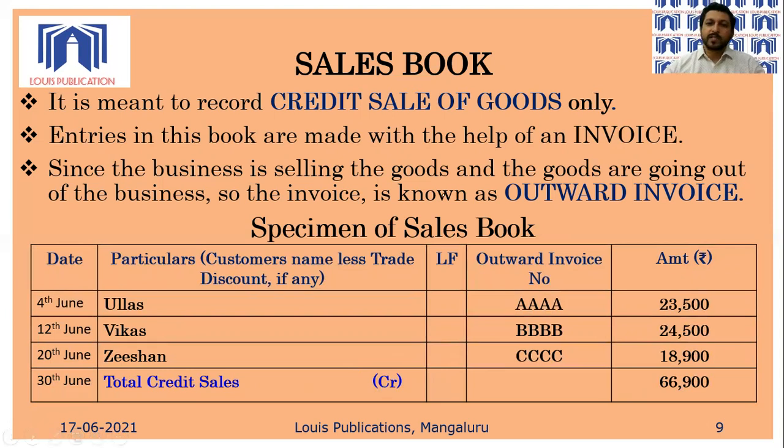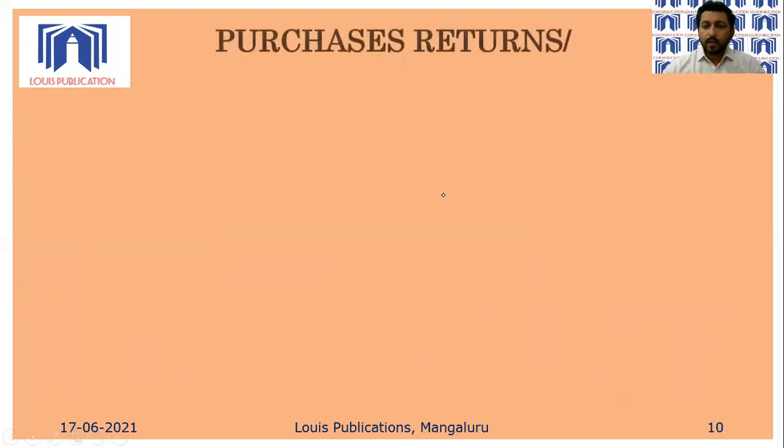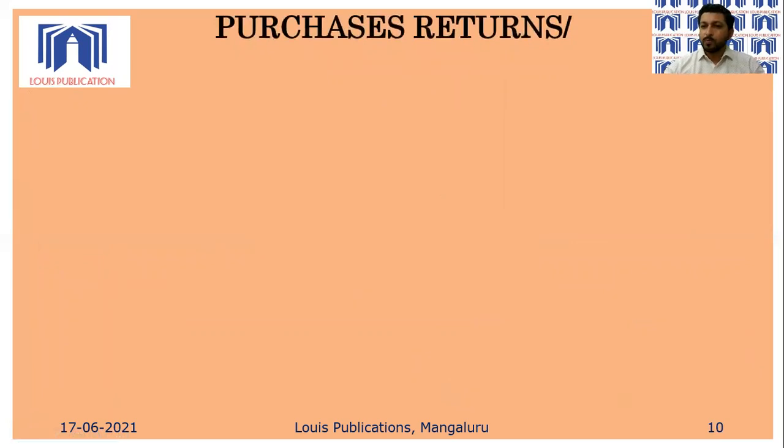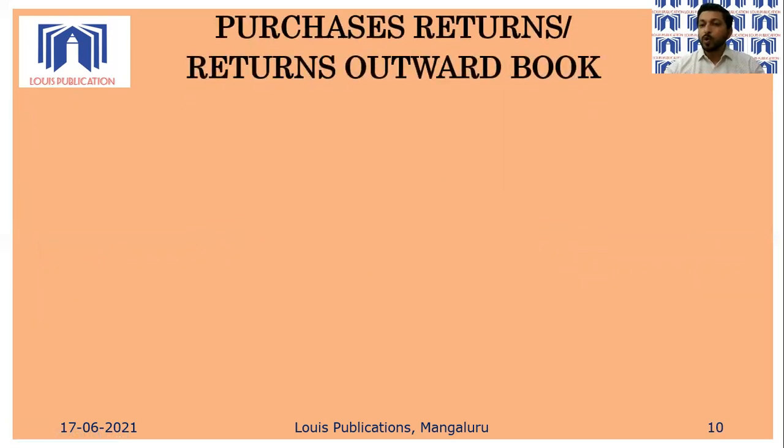Remember this. So this is about sales book. Next, we move to purchases returns book, which is also known as returns outward book or returns to supplier book. Now, what are the points that will be recorded in purchases returns or returns outward book?